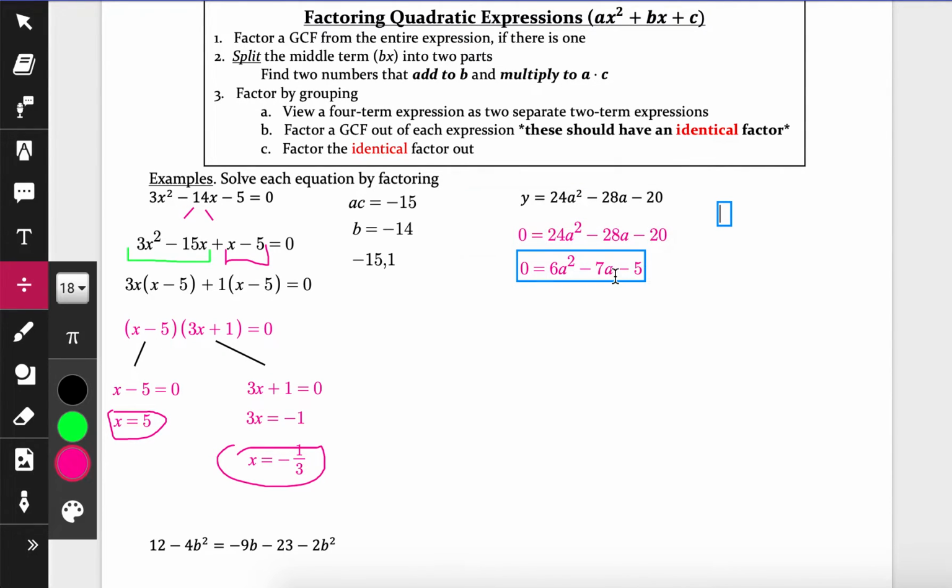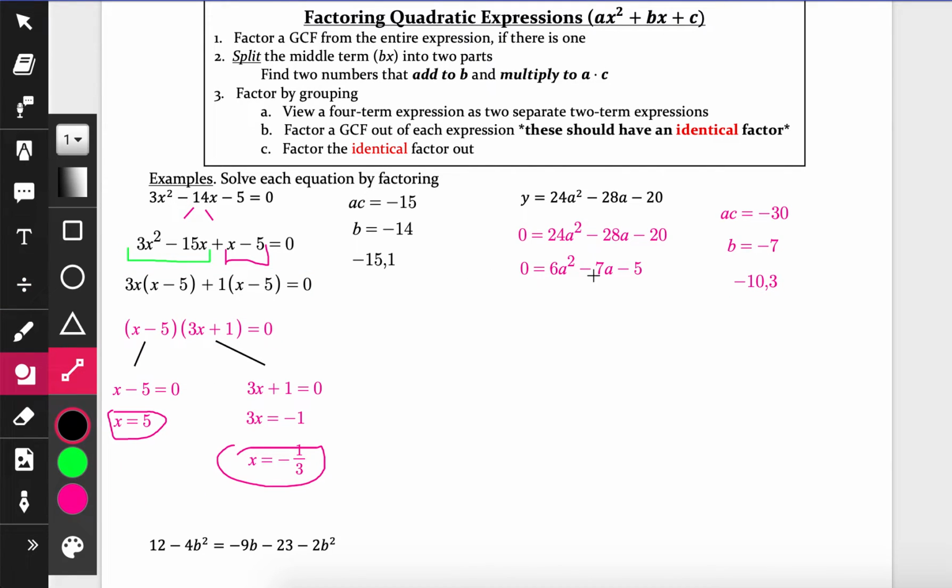So it's in standard form, no GCF, and now I can start looking for two numbers that multiply to a times c, that's 6 times negative 5, negative 30, and also add to b, which is negative 7. So I want to strategically split this negative 7 up in a way that the coefficients also multiply to negative 30. So we start running through factors of negative 30, like negative 1 and 30, 2 and 15, negative 2 and 15, or 2 and negative 15, until we realize that two numbers that do what we're looking for here are negative 10 and positive 3.